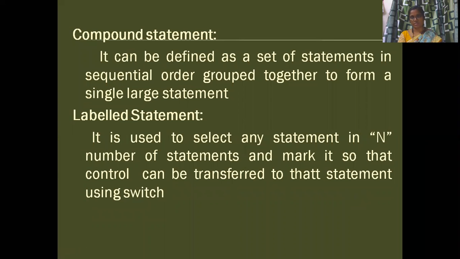Compound statement. The meaning is it can be defined as a set of statements in sequential order, grouped together to form a single large statement. So a compound statement is nothing but grouping a set of instructions into one place, like the main function. We have spoken about the main function. In that we write the set of instructions enclosed in curly braces. Those total statements enclosed in curly braces are called a single large statement.